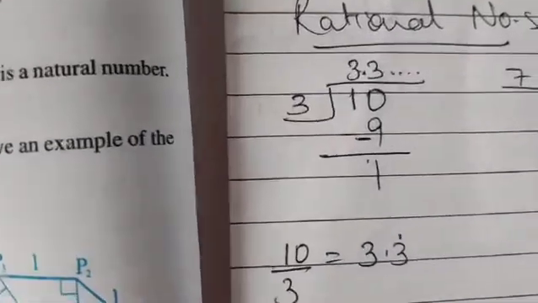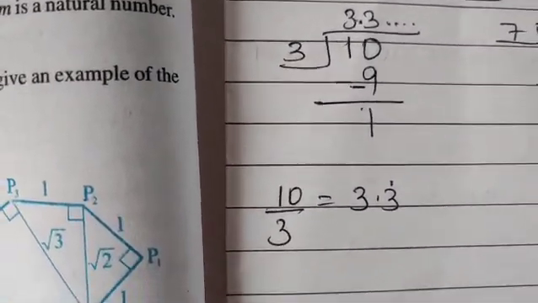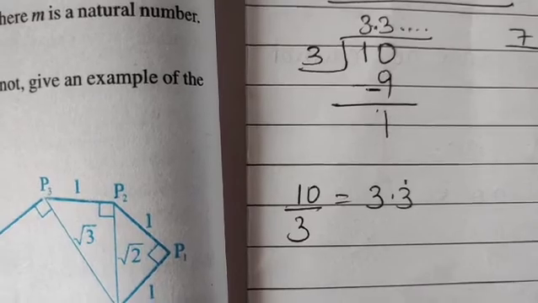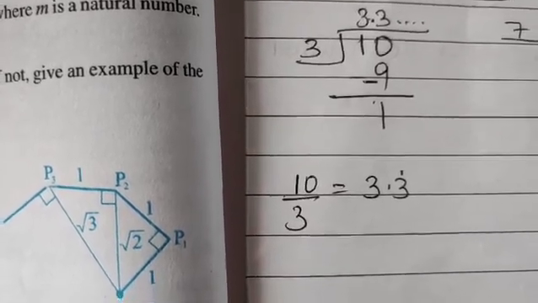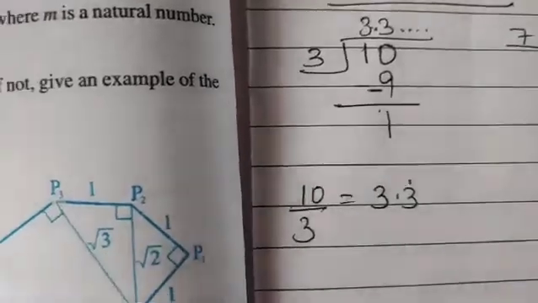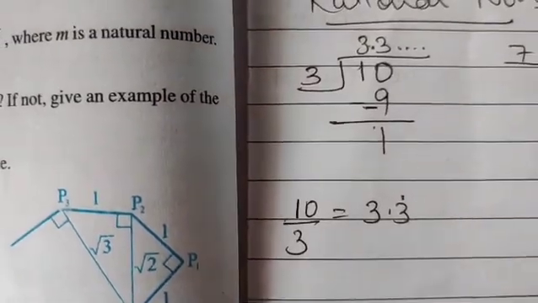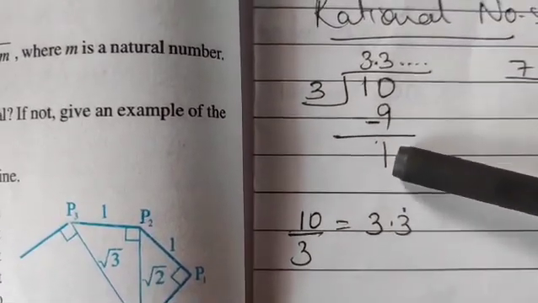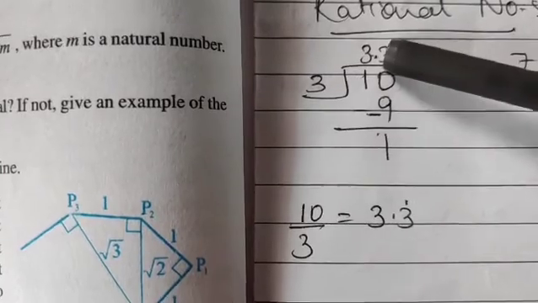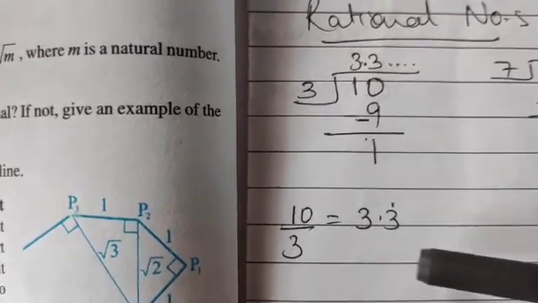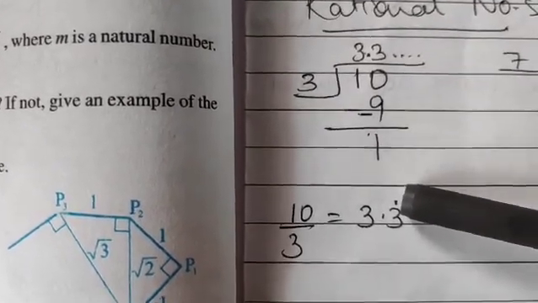Here is an example: 10 divided by 3. Now in primary classes you have divided 10 by 3, and you find that you keep on getting 1 as a remainder. No matter how long you keep on dividing it, you will get 1 as a remainder. Which means your answer would be 3.333, so 3.3 recurring, which you show with a dot.